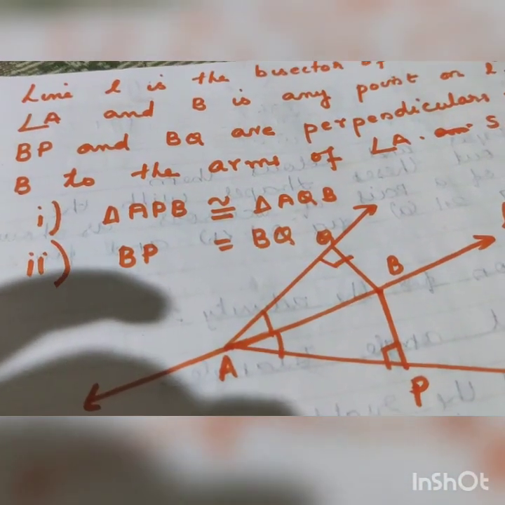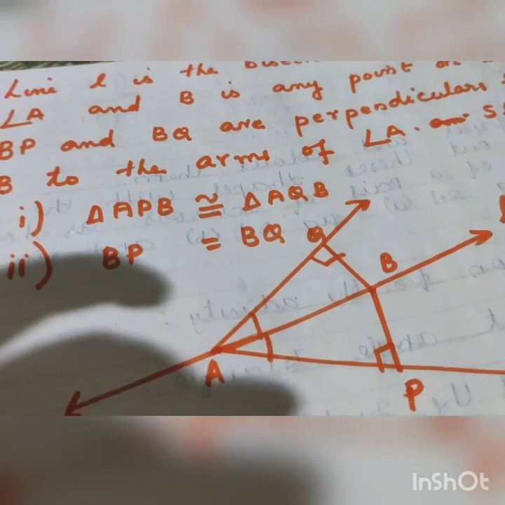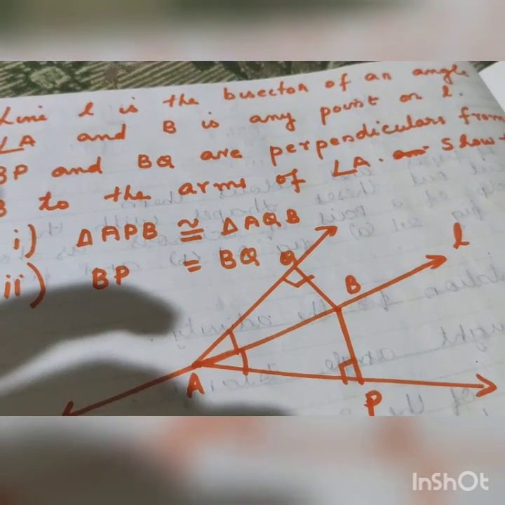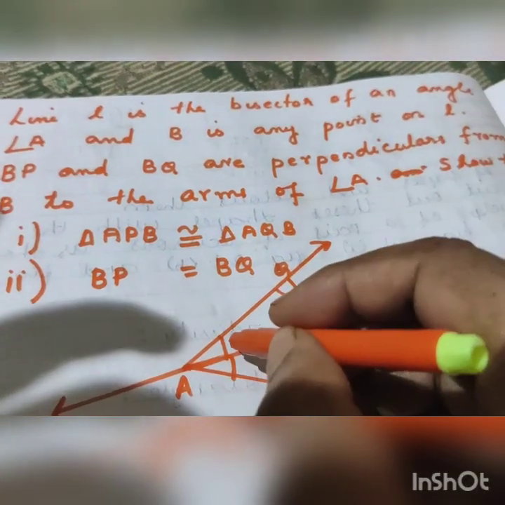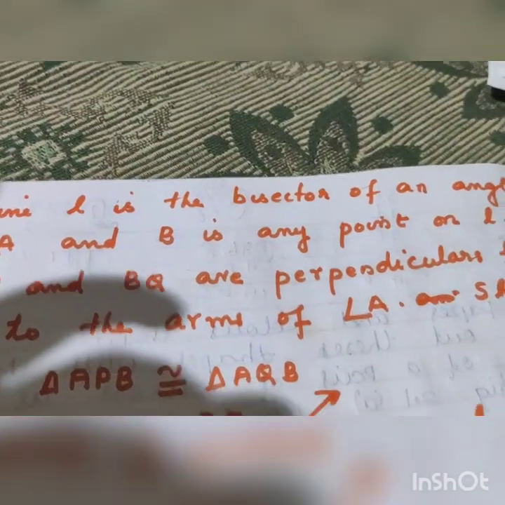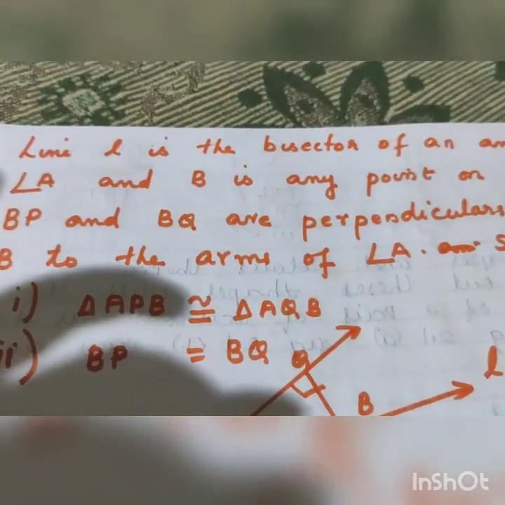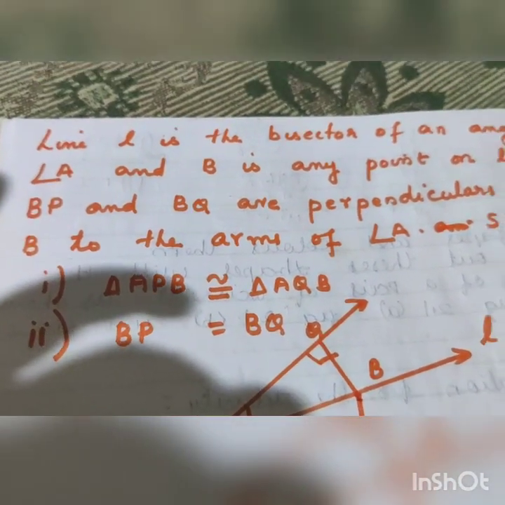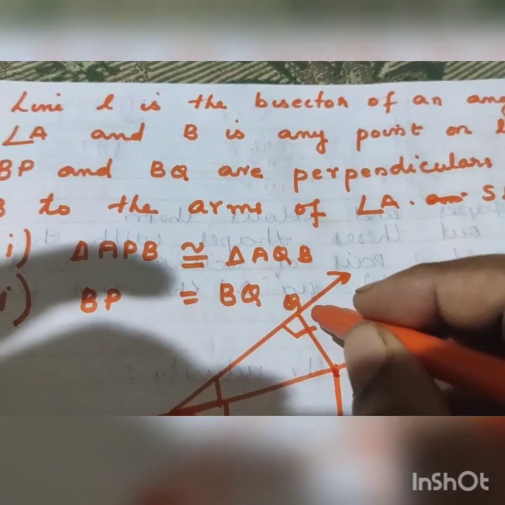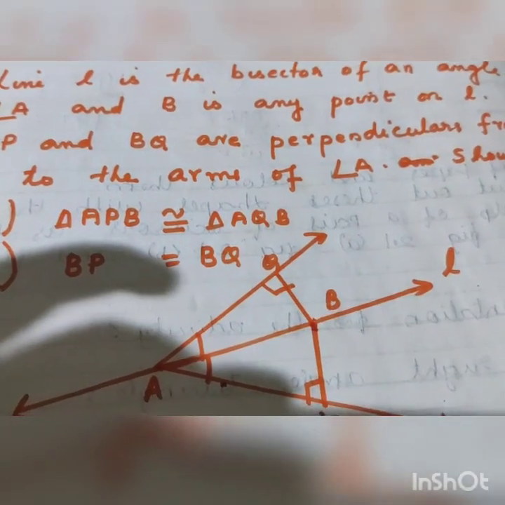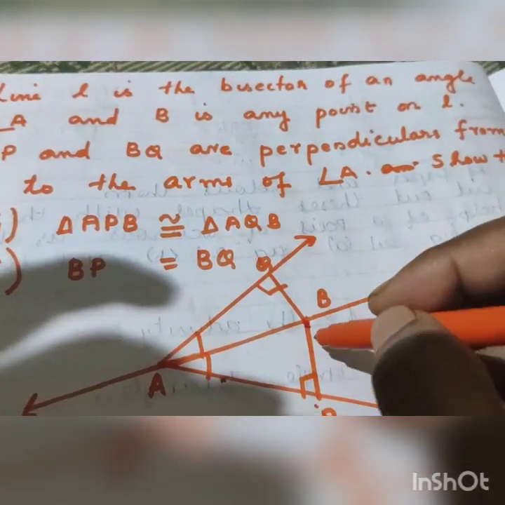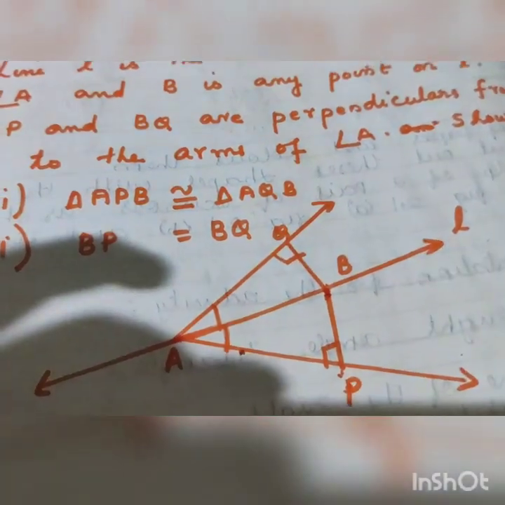This is the figure. In the figure, there is angle A, that means QAP. And line L is the bisector of angle A, this angle. Clear? Next one, B is any point on L, on the line L. BP and BQ are perpendiculars from B to the arms of angle A. Which are the arms of angle A, AP and AQ. So, BQ and BP are the perpendiculars from B to the arms of A.